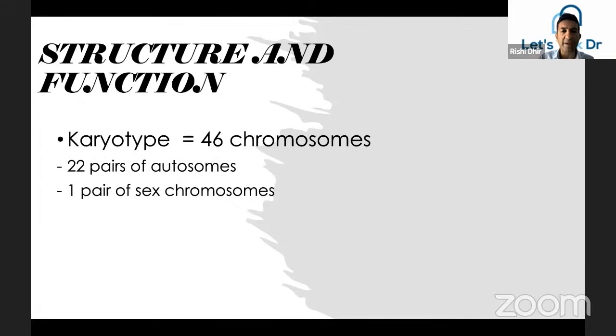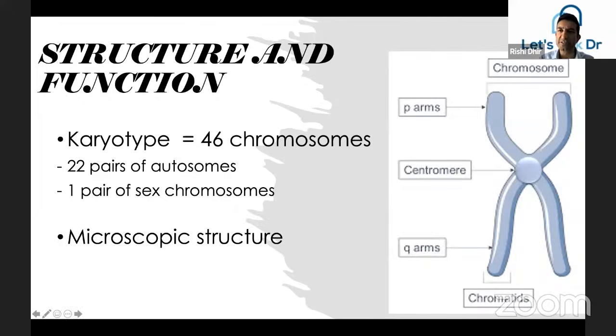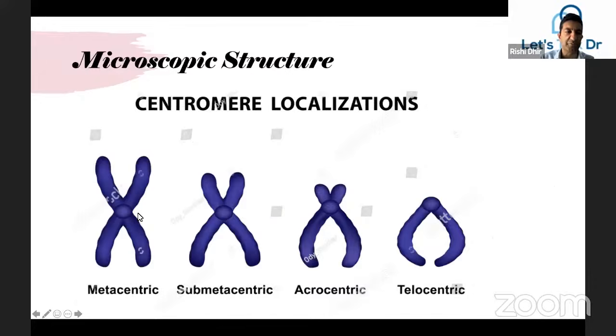And if you look at a microscopic level, a chromosome consists of a short P arm and a longer Q arm, which is separated by a small constriction called the centromere. So guys, just remember that basic structure before we move on. And the location of this centromere basically subdivides chromosomes into four basic shapes that you meet.